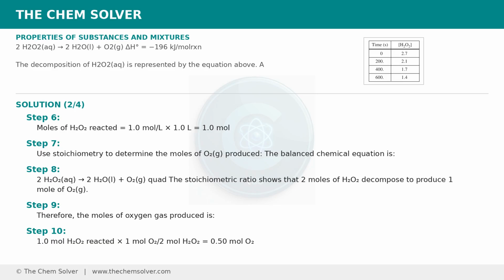Use stoichiometry to determine the moles of O2 produced. The balanced chemical equation is 2H2O2 gives 2H2O plus O2. The stoichiometric ratio shows that 2 moles of H2O2 decompose to produce 1 mole of O2. Therefore, the moles of oxygen gas produced is 1.0 moles H2O2 reacted times 1 mole O2 over 2 moles H2O2, which is equal to 0.50 moles O2.